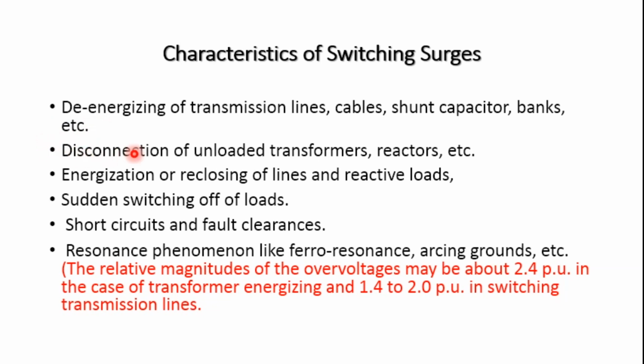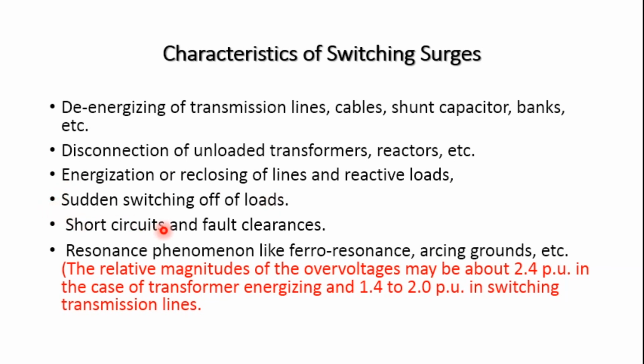Then disconnection of unloaded transformers and reactors, etc. The transformer itself will behave like an inductor, and the inductors behave as transformers and reactors. And next we have energization and reclosing of the lines and the reactive loads. Generally we'll call it GOST, gang operating of the switches. And we have sudden switching of the loads. Okay, so how is it going to behave in the system.